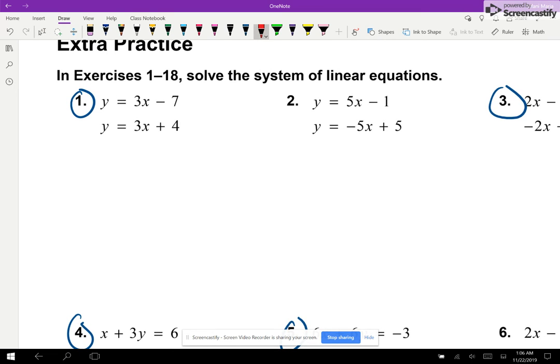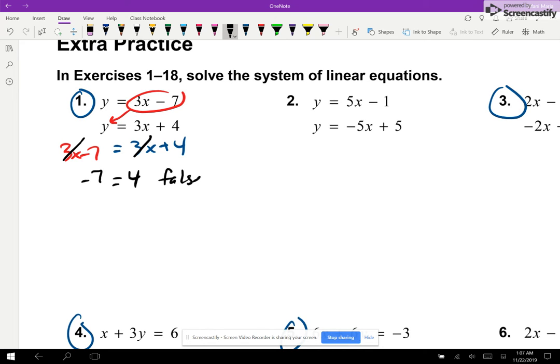Let's say I choose substitution method on number one, and I plug it into this one. And then I'm going to bring down the other stuff. And I notice that I have 3x on both sides. They go away. When I make a zero pair on one, I would have a zero pair on the other one. So I get 7 equals 4, and 7 is not equal to 4, it's false. So this one would be a no solution.